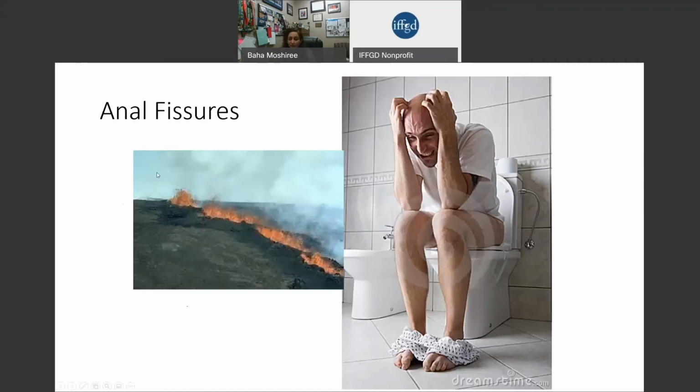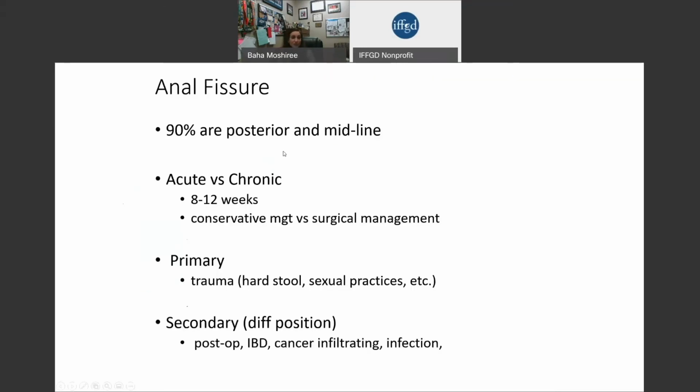So anal fissures are almost like a paper cut of the rectum. The rectum has a lot of nerve supply, and it can be extremely painful to have these rectal fissures. These are patients that have either acute or chronic pain. 90% of them are located posteriorly, so towards the spine.